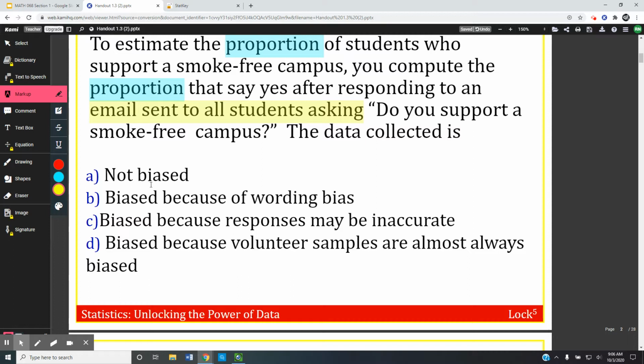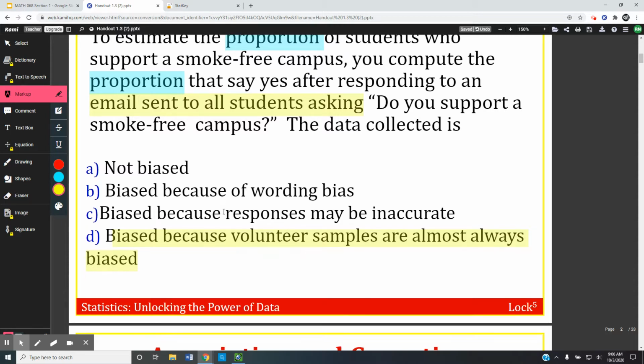However, first of all, it is a biased situation because volunteer samples are almost always biased. You cannot send an email and allow people to respond as they feel like it. You see email, you see volunteer basis, you see any of those words, and you may as well just write the word bias next to it.